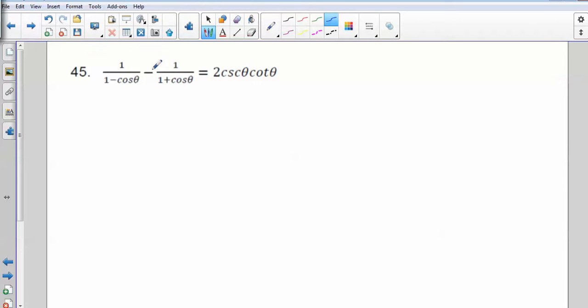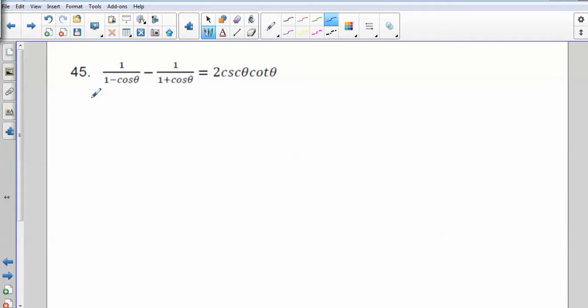In problem 45, I have 2 fractions and I want to subtract them. And the only way I can subtract 2 fractions is if I have a common denominator. So the first fraction is missing this part, the 1 plus cosine theta, and the second fraction is missing this part, the 1 minus cosine theta. So I need both of those terms in my common denominator.